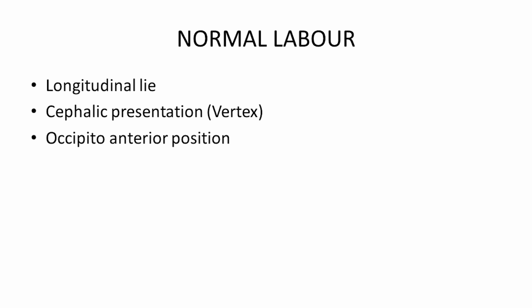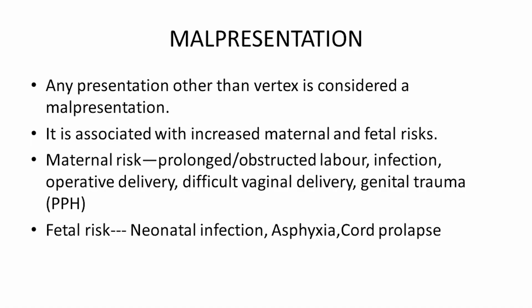Now, for us to say labor is normal, the lie must be longitudinal, the presentation must be cephalic, vertex presentation to be precise, and the position of the fetus must be in the occipital anterior position. So if there's any deviation from any of these, it will lead to abnormal labor. Malpresentation is said to be any presentation other than vertex. So any presentation that is other than a vertex presentation is considered a malpresentation.